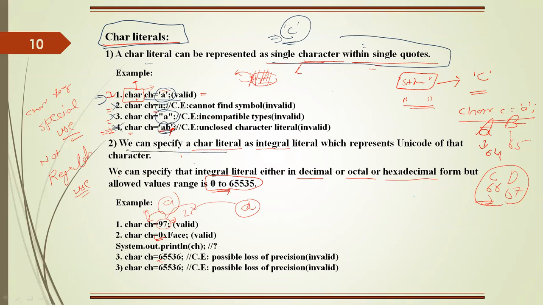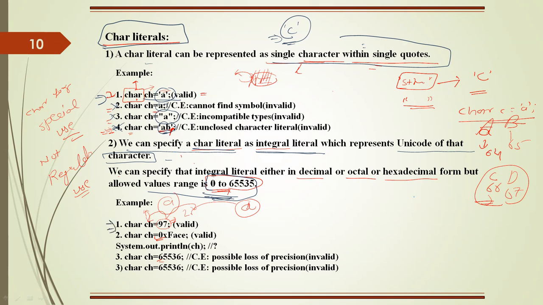We can specify a char literal as an integer literal, which represents the Unicode of that character. Here is the example. We can specify that integer literal in decimal, octal, or hexadecimal form, but the allowed values are within a range. Only in this range can char literals be used like this.